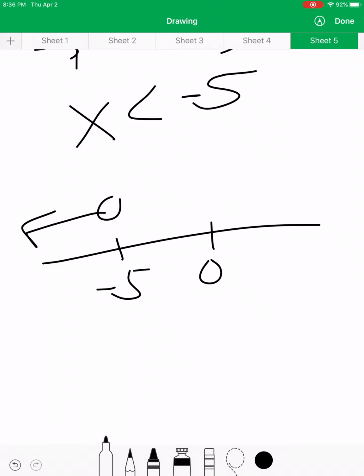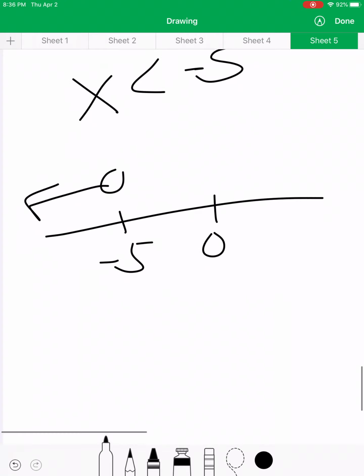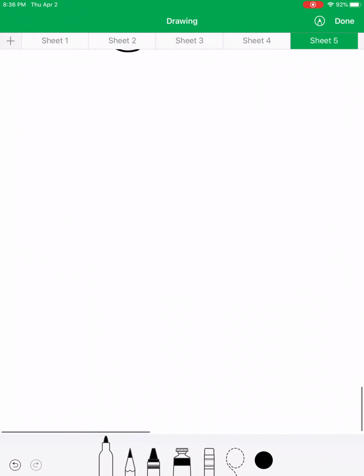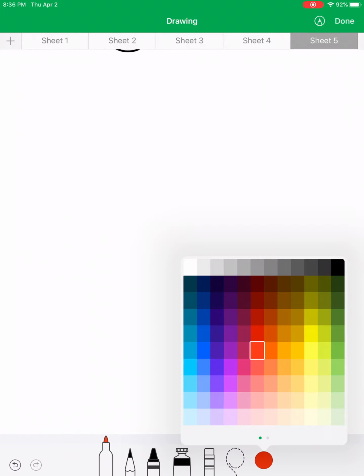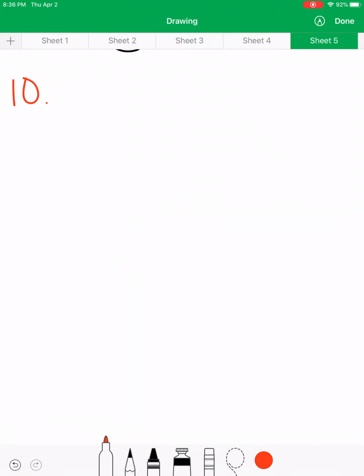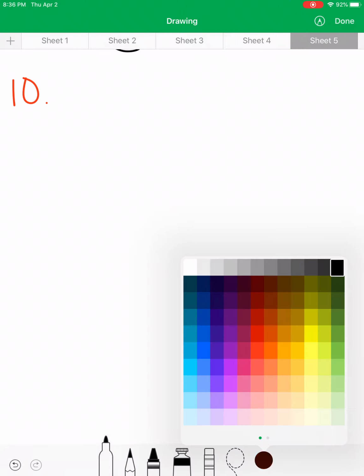X is less than negative 5. The numbers less than negative 5 are to the left on the number line. All right, we are now going to number 10, and this marks the halfway point of the review, and most likely, therefore, the video.